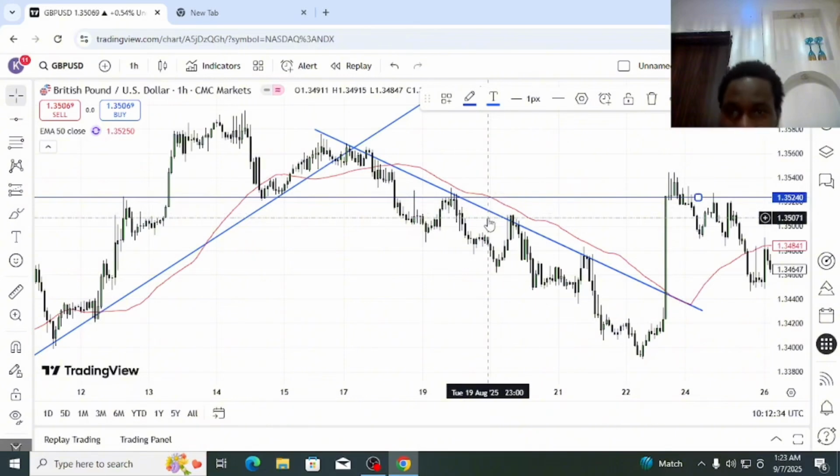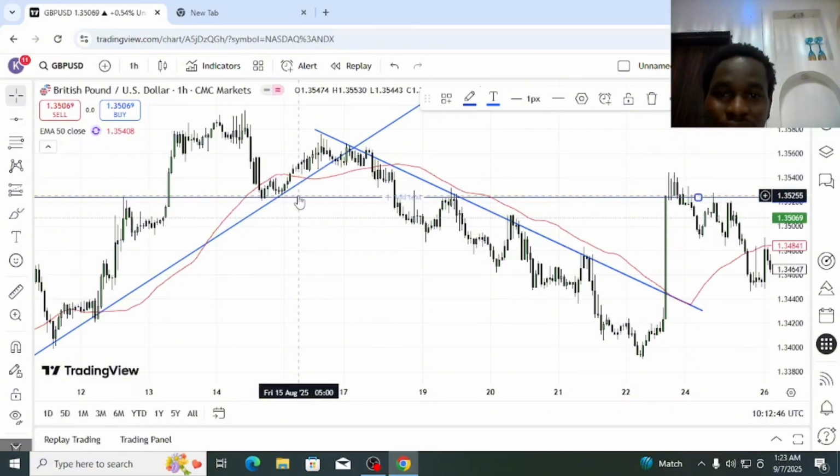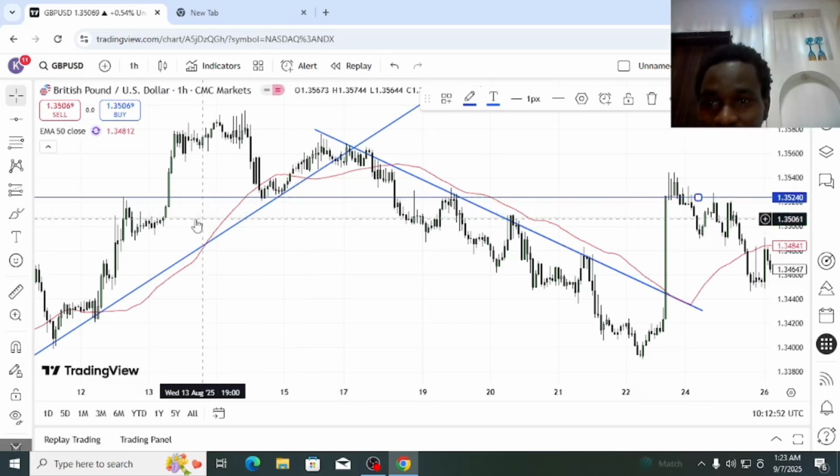Now this is how you draw your support line. I'll come again. This is how you draw your support line. For you to be able to draw your support line, you have to take the closing price, because the closing price is actually the psychological level where price is reacting to. It's the psychological level where price is acting upon. So you have to make sure you get it right.